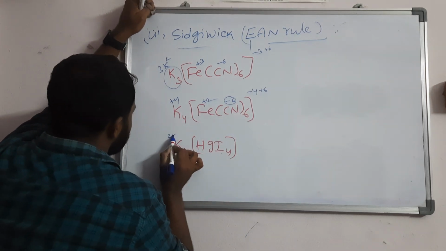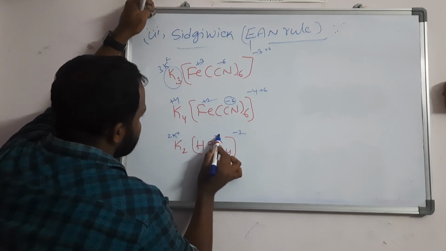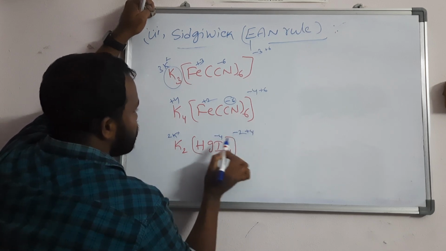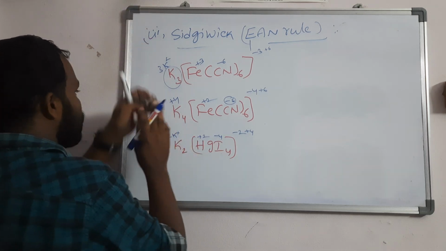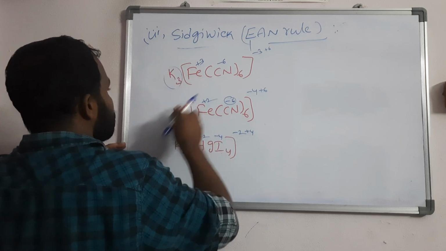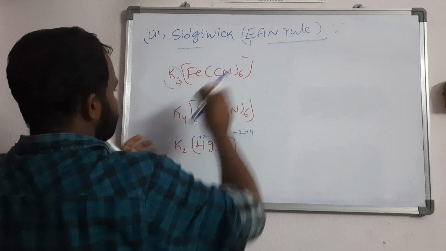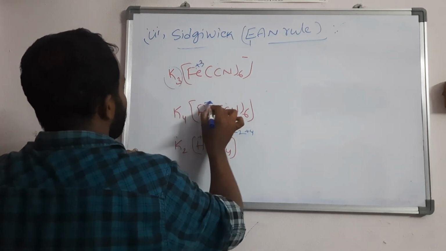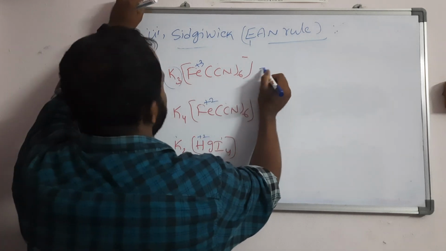Here 2K plus is there, so automatically you will get minus 2 here. This is the 4 minus, means minus 4. Minus 4 comes this side, plus 4. So minus 2 plus 4, you will get mercury plus 2. So the oxidation states we calculated: iron plus 3, iron plus 2, then mercury plus 2. Now I am going to calculate.